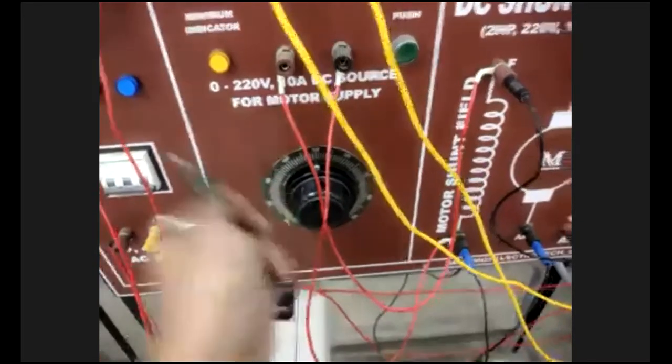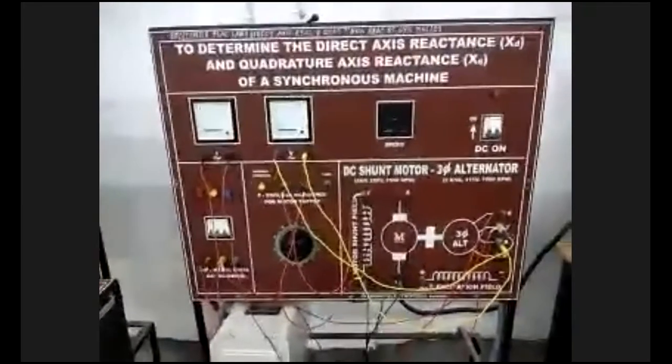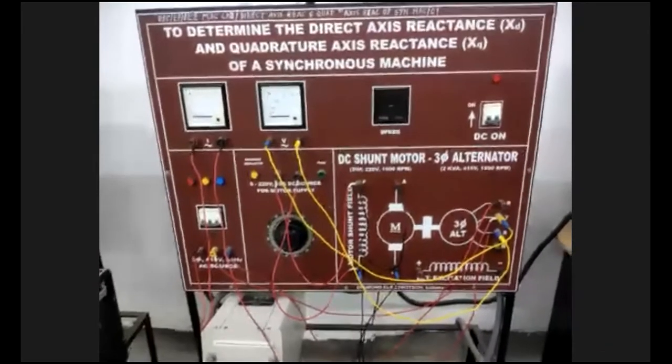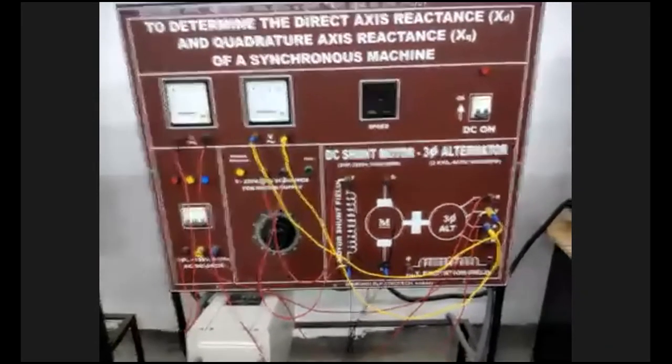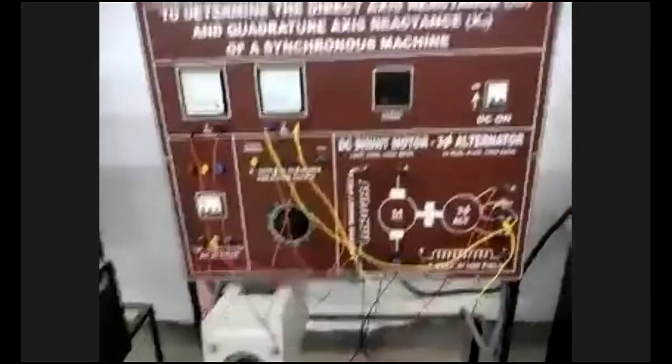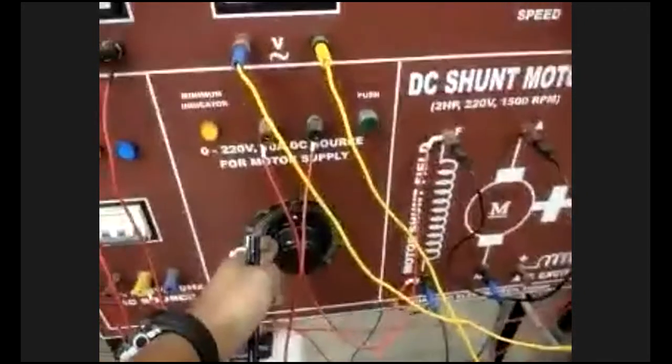Please remember what I said earlier: the speed of the rotor of the synchronous machine, we must keep slightly less than the synchronous speed. How will we keep it? With the help of this. This is the variac for DC. You can clearly see.